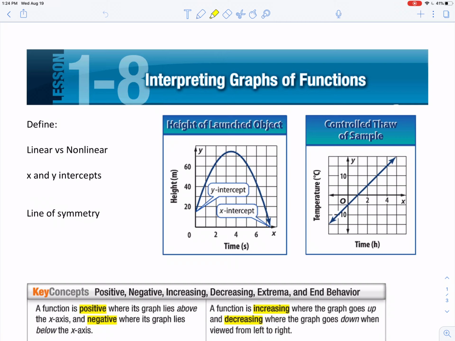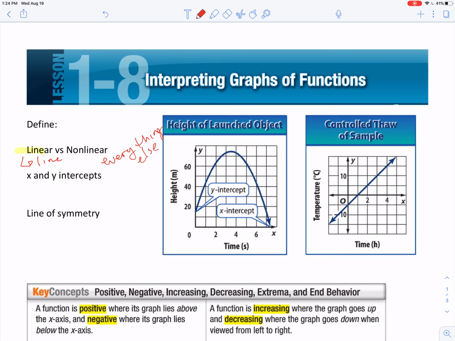Here's the crazy thing about linear. It has a word inside of it. Do you see that word? Line. A linear graph looks like a line. Okay, makes a line. Nonlinear is basically everything else. Okay, if it doesn't make a straight line, it's nonlinear.